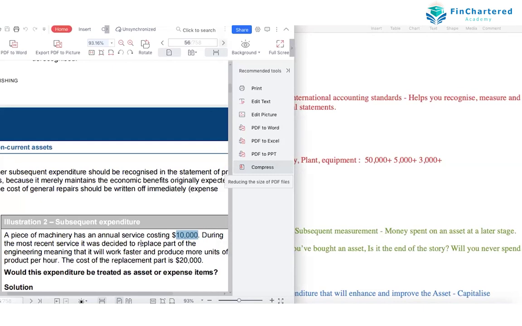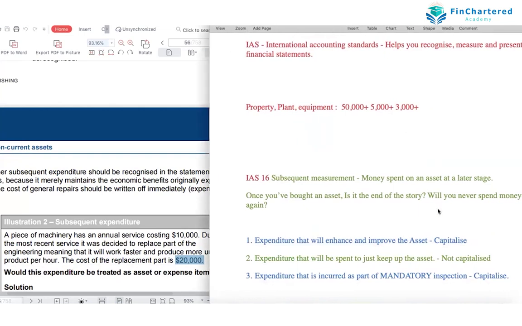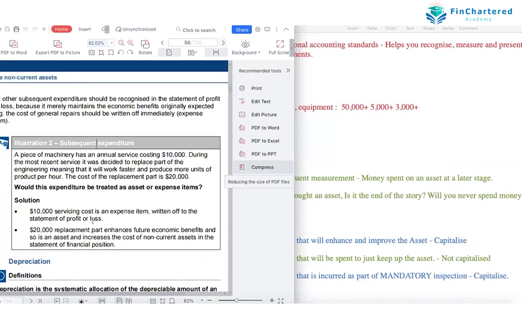But we did a recent service. It was decided to replace a part. And if we replace the part, the car will get faster and produce more. And that replacement part will be 20,000. This 20,000, it's making the car better. It is improving the car. So should we capitalize or should we not capitalize? Should we capitalize or not? Capitalize. And you have the solution in front of you. So look at illustration 2 for a minute.